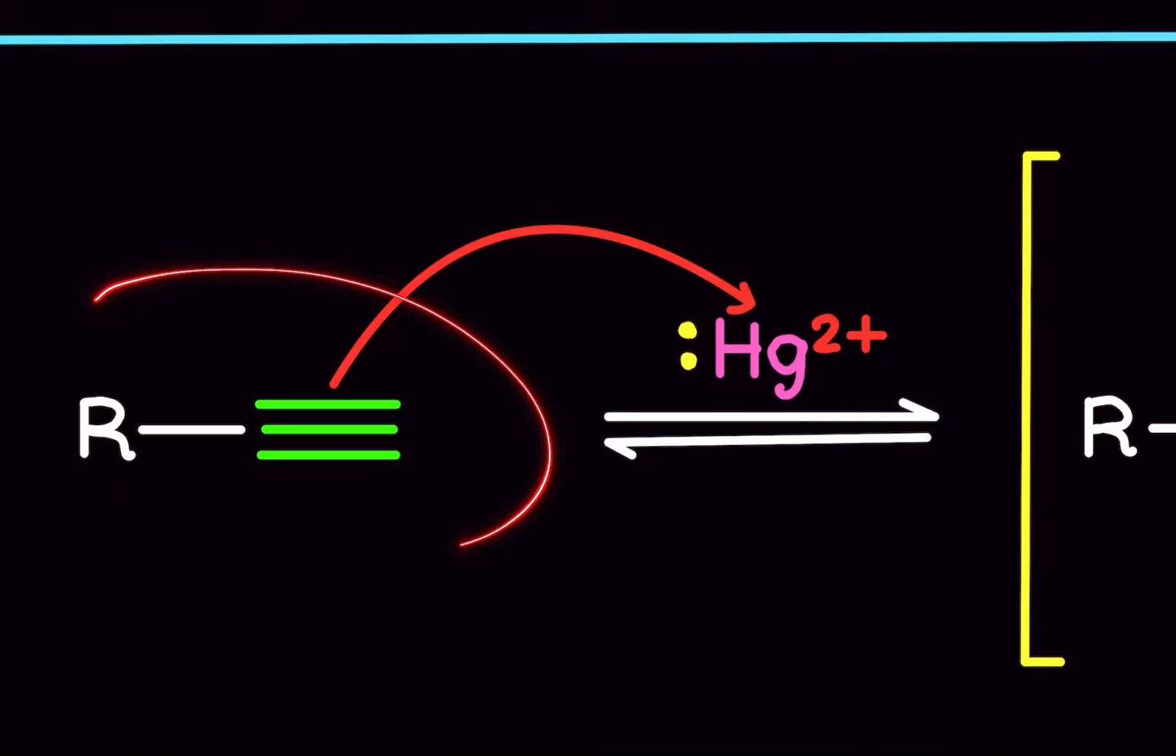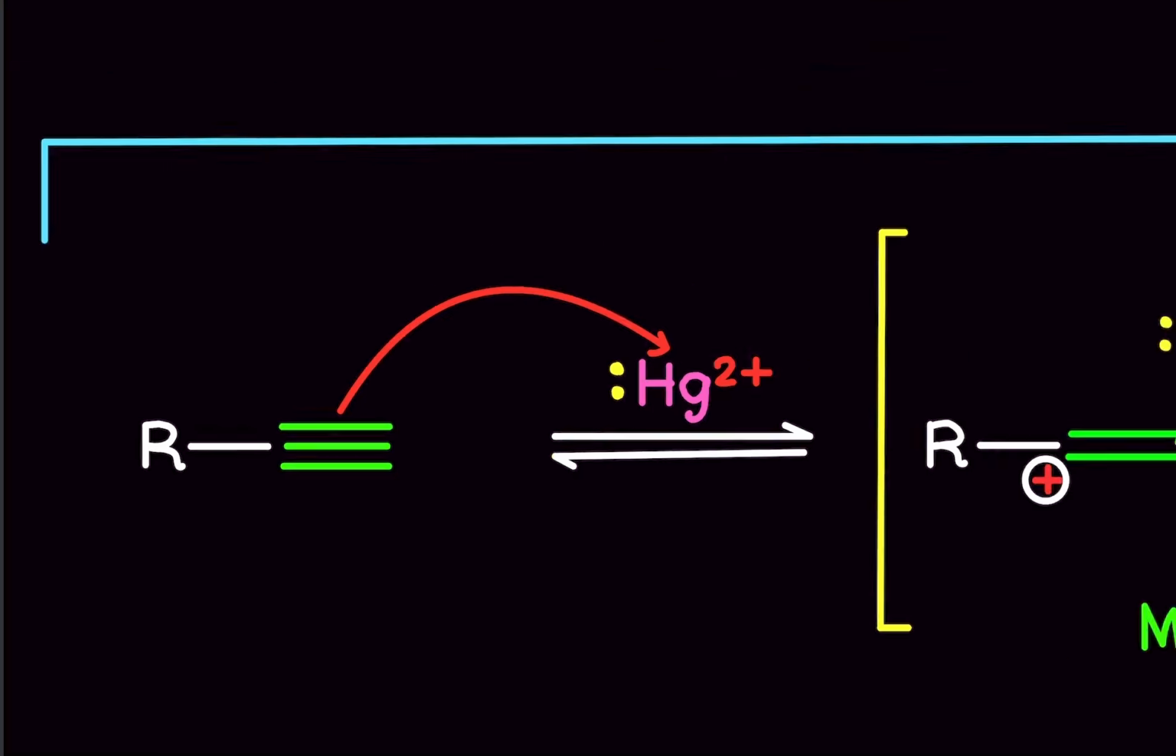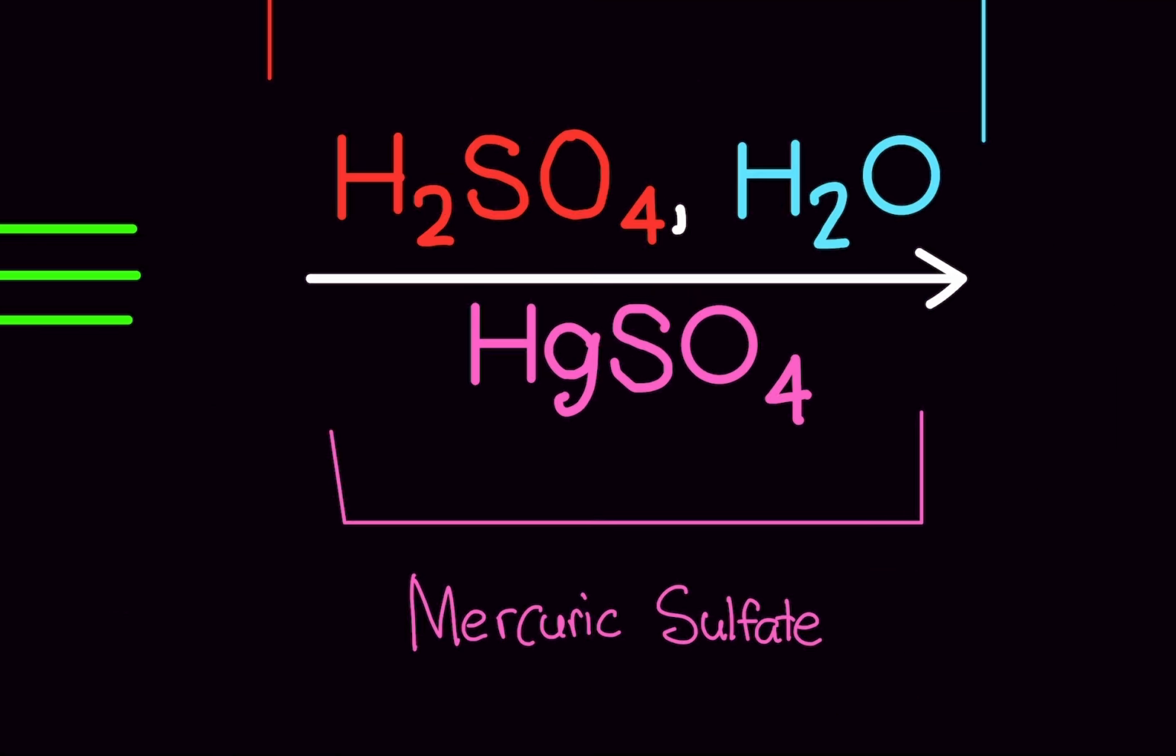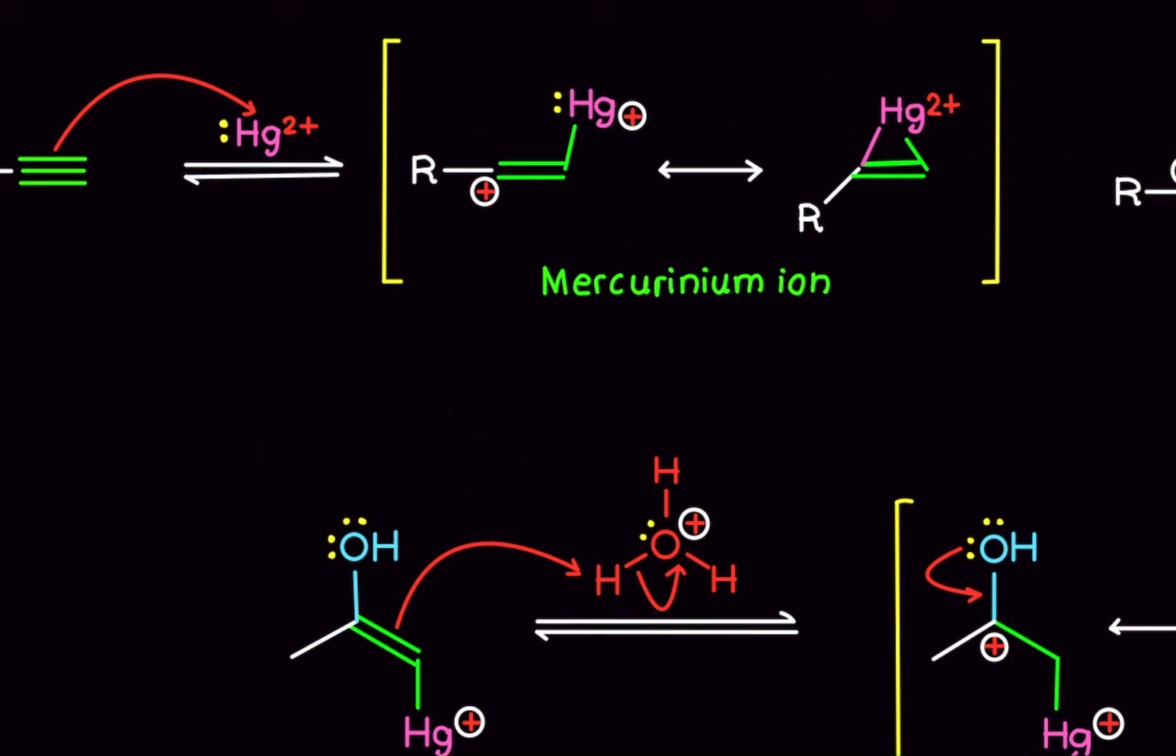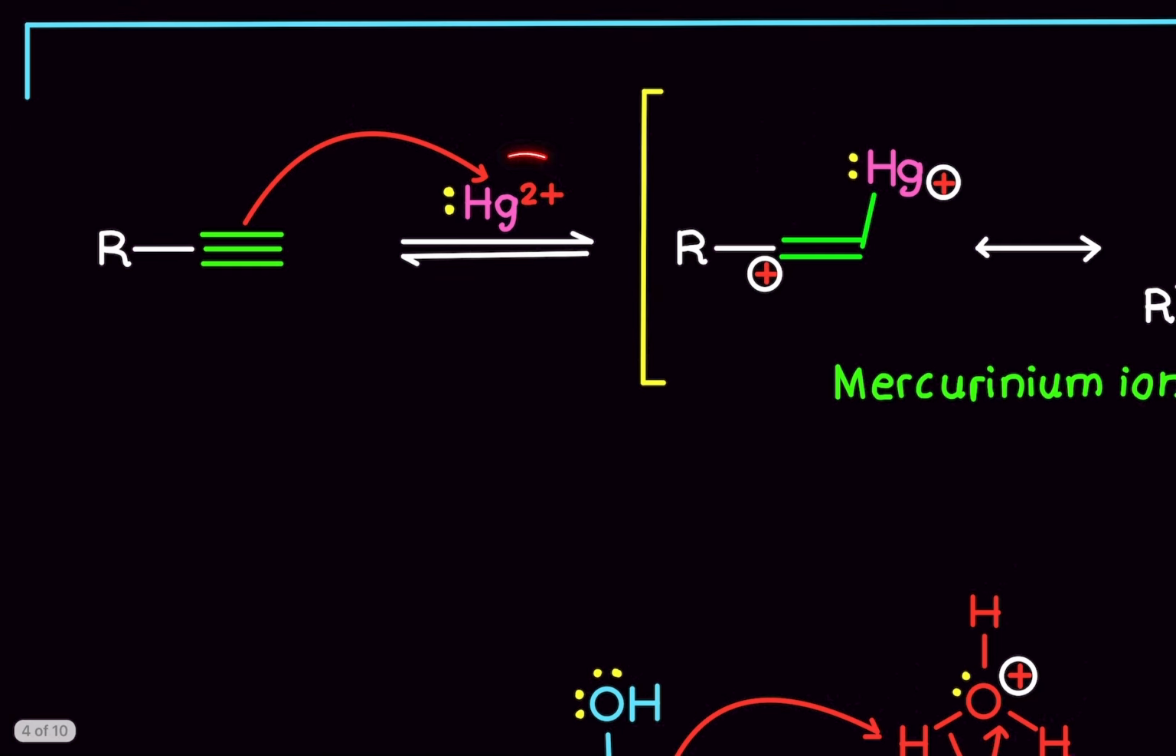We have our alkyne. The pi bond is going to attack the ion of mercury. The sulfate part of it does not do anything. It's just there to stabilize it, because mercury itself has a positive 2 charge, which is not stable. We cannot have positive charges roaming around in solution. We need to stabilize it somehow. And that's why we bond it with SO4, sulfate. So the sulfate doesn't do anything. It's the mercury we care about.